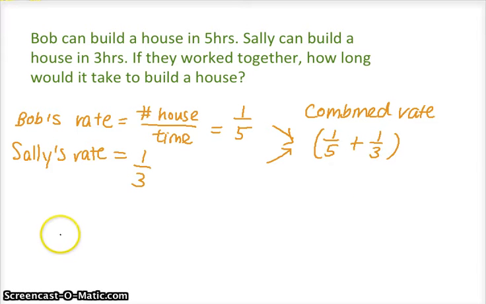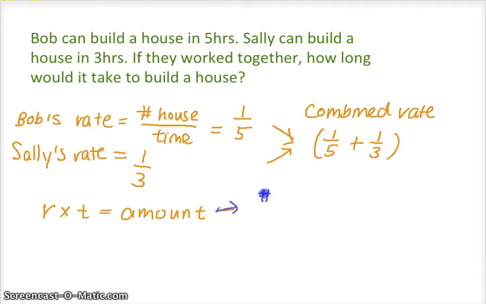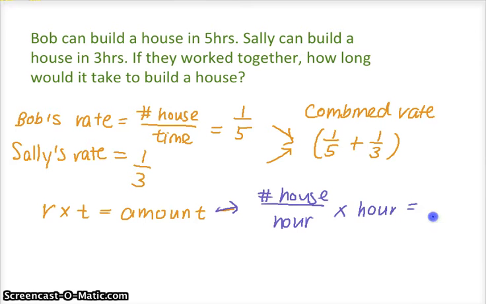Okay, then it says, how long would it take to build a house? So if we remember, rate times time equals amount, or if you're doing distance, then it would be distance, but in this case, it's the number of houses. So if you want to see this in units, then you can see the rate is number of houses per hour, or time, times however many hours, equals number of houses.